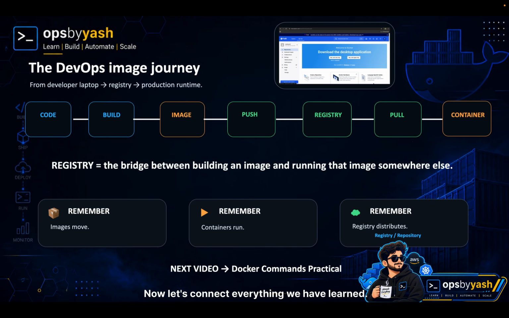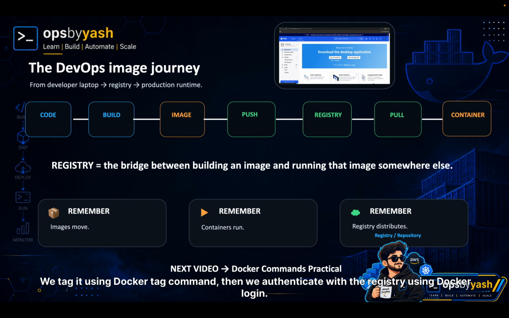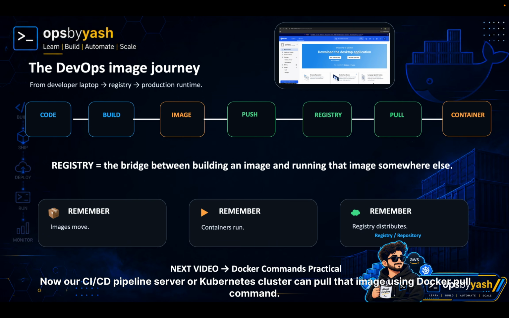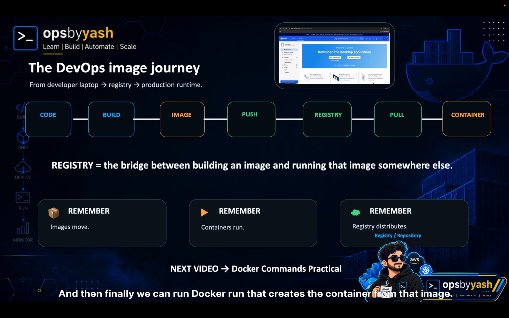Now let's connect everything we have learned. A developer writes code, then we build a Docker image using the docker build command. The image exists locally. We tag it using the docker tag command. Then we authenticate with the registry using docker login. Then we push it using the docker push command. The registry stores the image and its layers. Now our CI/CD pipeline, server, or Kubernetes cluster can pull that image using the docker pull command. And then finally we can run docker run, which creates the container from that image.